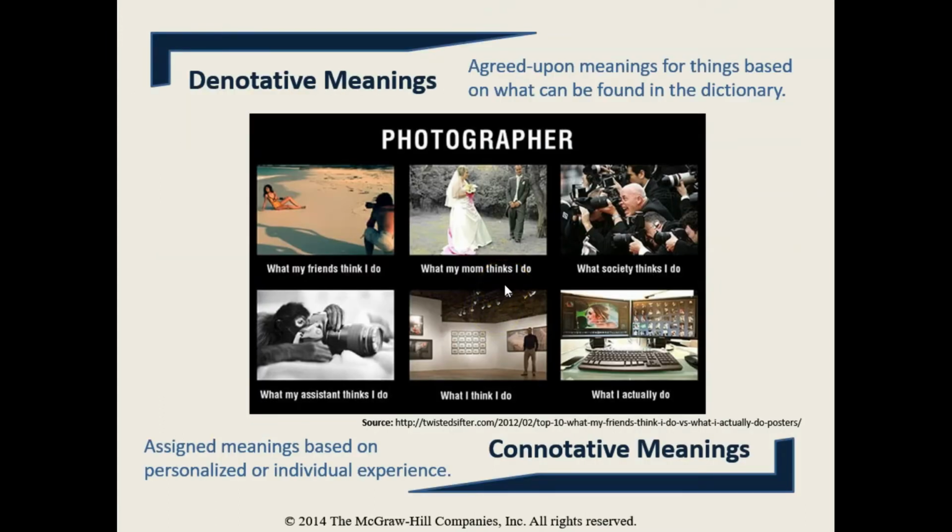Denotative meanings are agreed upon meanings for things, based on what can be found in the dictionary or online. Connotative meanings are assigned meanings based on personalized or individual experiences that we each have. Let's look at this case of the photographer.